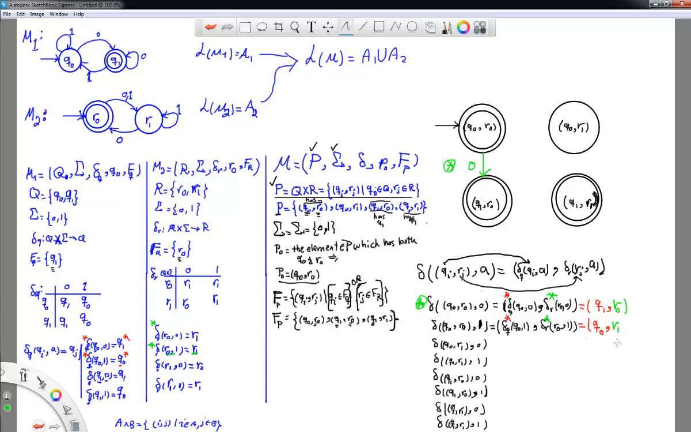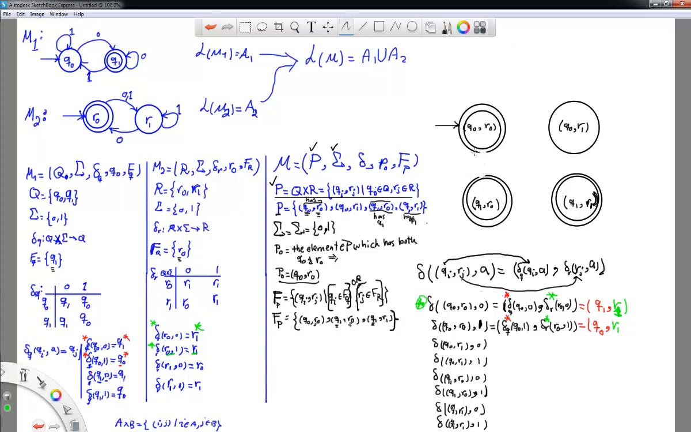I think I did make a mistake. So this guy goes to r sub 1 too. You may start laughing at me now. It's been a long day. So this was r sub 1. This was r sub 1. So I need to justify this.